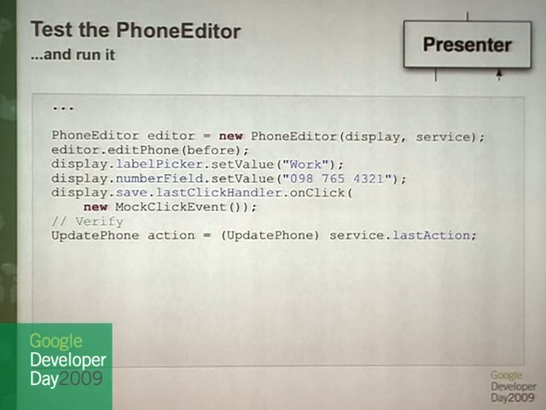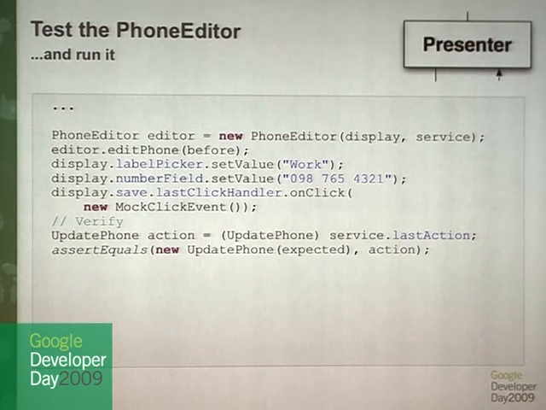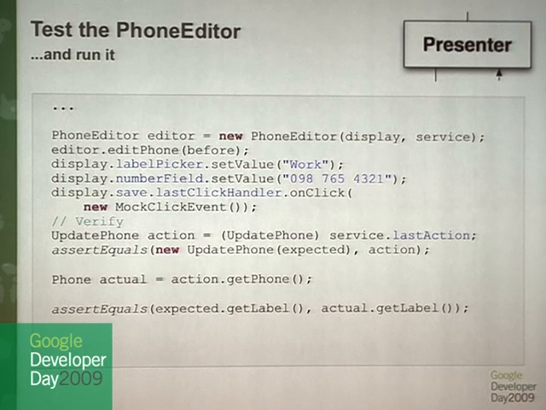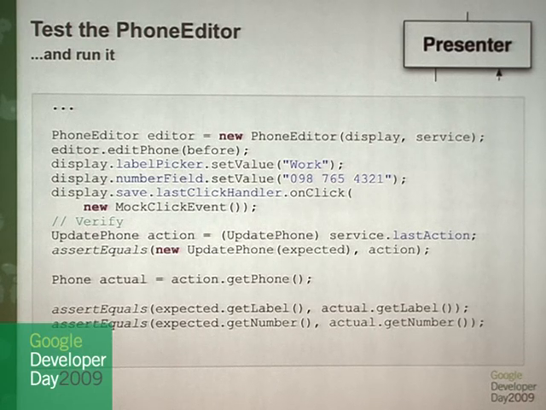And then we verify what happened. So we look at the last action, and we assert that it is exactly the way we expect. We check the phone number, the actual phone number, and we compare them. Assert equals the expected value and the actual value. If these are correct, that means the presenter correctly copied the numbers from the view into the model. That's great.